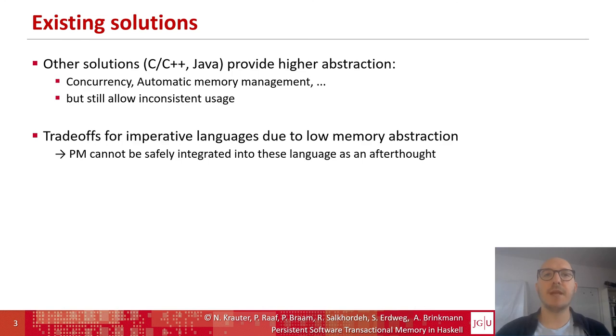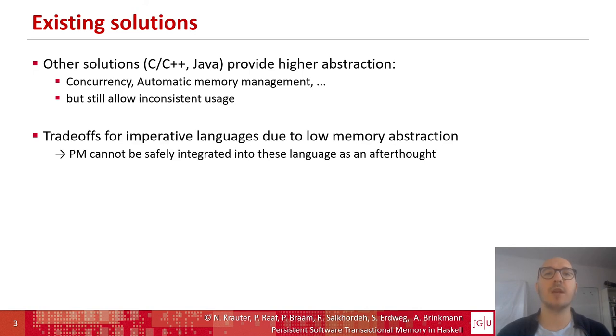We analyzed many existing solutions written in C, C++, Java, Go, and so on. While they offer some kind of alleviation through high-level abstractions such as concurrency guarantees and automatic memory management, they still allow for some kind of inconsistent usage of persistent memory. For example, they cannot transparently avoid assignment of volatile structures.